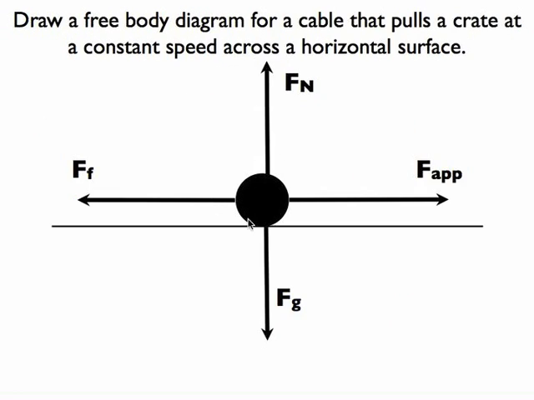This one is a little more complicated. We've got some more forces, but let's see if we can resolve it and see what's going on here. So it's going at a constant speed, which means our friction force is equal to our applied force. And it's not floating, and it's not falling through the ground. So the normal force is equal to the gravitational force.